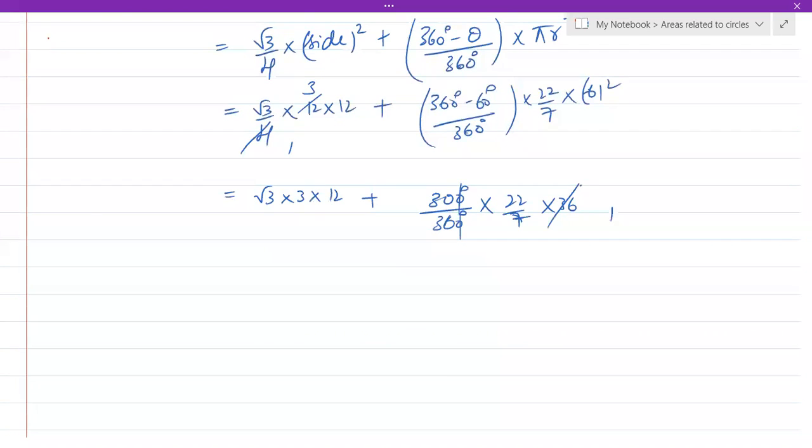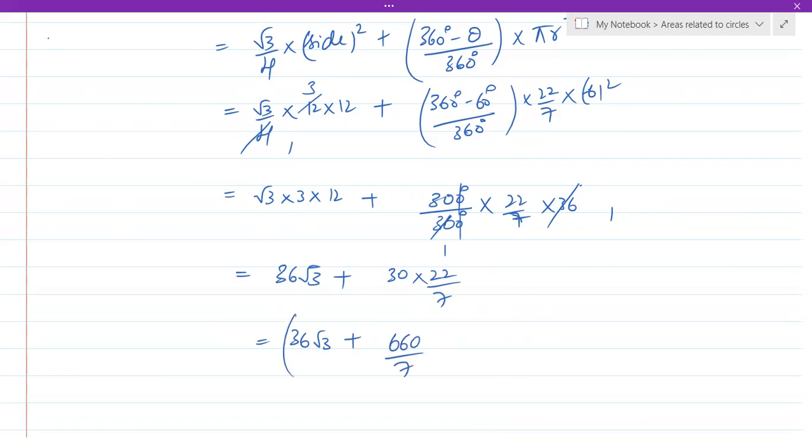36 ones are 36, gets cancelled. So we are left with 12 into 3 is 36. 36 root 3 plus we are left again 30 into 22 by 7. Okay. So 36 root 3 plus 3 2s are 6, 3 2s are 6, 660 by 7.